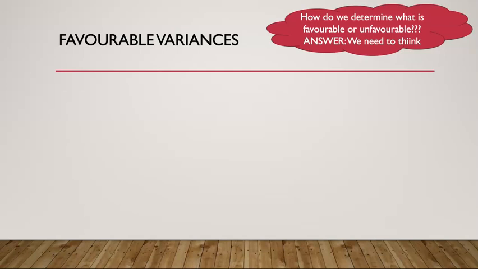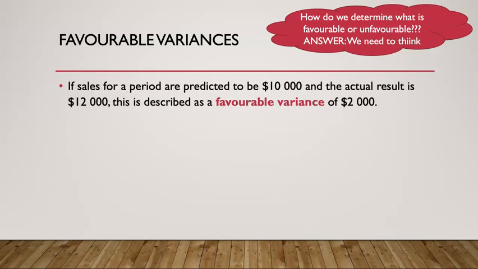It's not as easy as increases being favourable and decreases being unfavourable. We need to think about what item in our reports we are actually looking at. So let's have a look at favourable variances. If sales for a period are predicted to be 10,000 and the actual result is 12,000, this is described as a favourable variance. This is a better actual outcome than what we predicted. We thought we would get $10,000 of sales and we actually got 12. Clearly this is favourable.